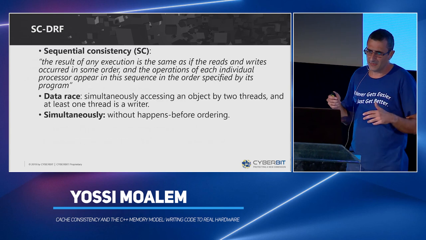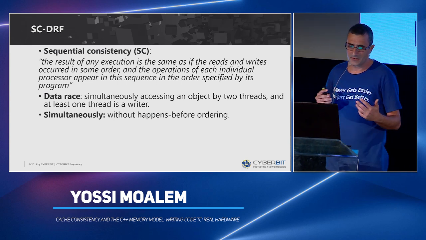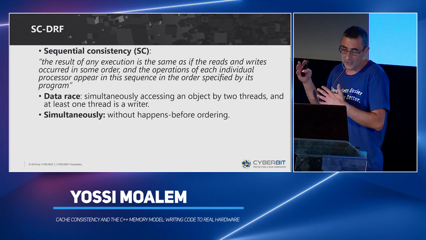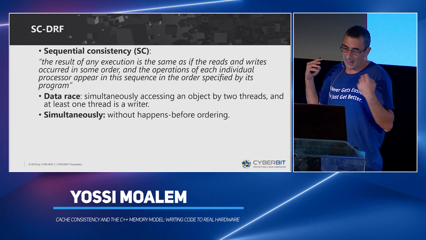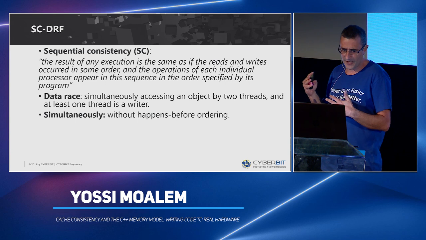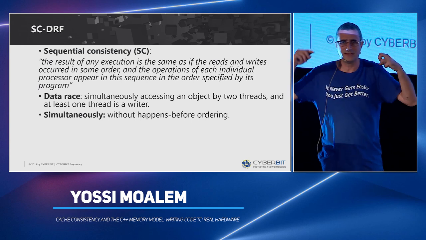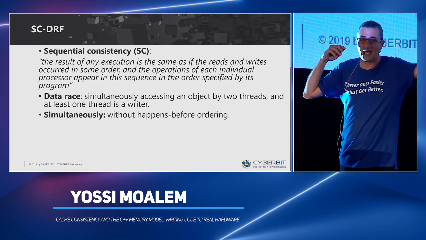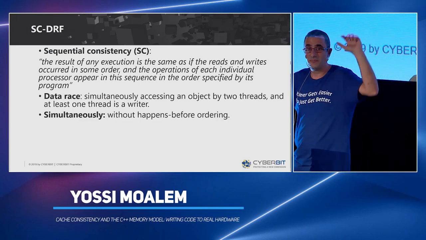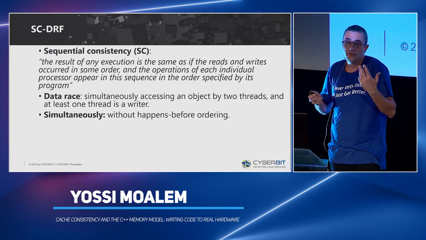So the C++ memory model is described as SC-DRF. SC is sequentially consistent. Sequentially consistent means that the result of any execution is the same as if the reads and writes occurred in the same order, and the operations of each individual process appeared in the sequence specified by its program. That's a lot of words. What it basically means is that if I have one thread that does A, B, and C, and another thread does X, Y, and Z, I can see A, B, X, Y, Z, C. I can see A, X, Y, B, C. But I can't see B before A. I can't see Z before Y. No real hardware will support it because it would be just too slow.